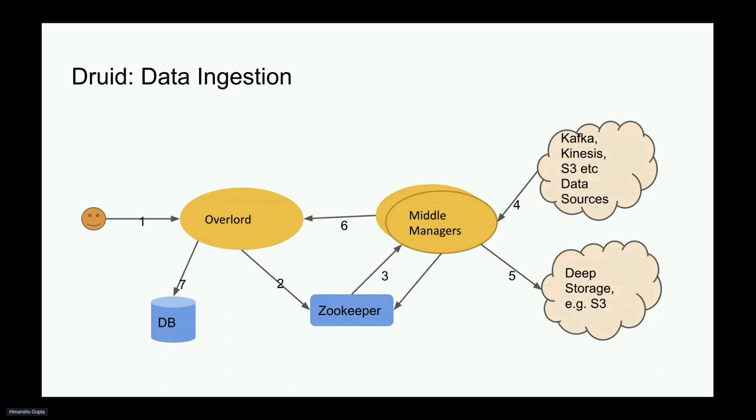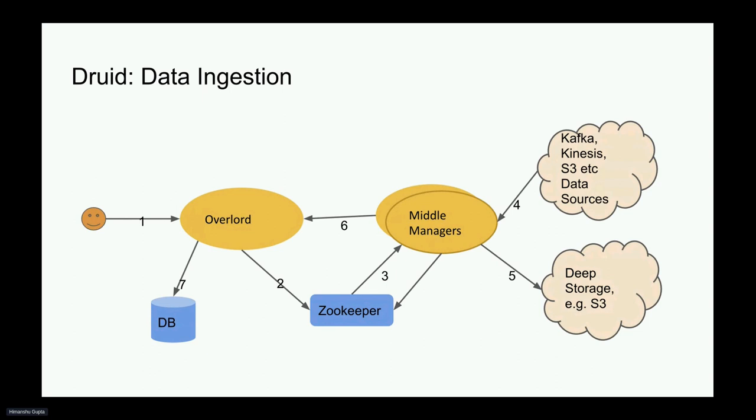So that's the number five. As middle manager is storing these segments on the deep storage, it also makes a call back. That's the arrow number six, it makes an HTTP call to Overlord telling it, hey, I created these segments, create the metadata to track these segments. So at that point, Overlord will go and put an entry inside the DB. That's the metadata store. Like, these are all the segments that got created for the specific set of tables. So that's how data gets into the system.